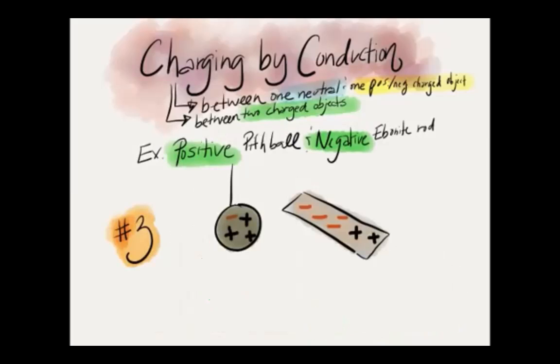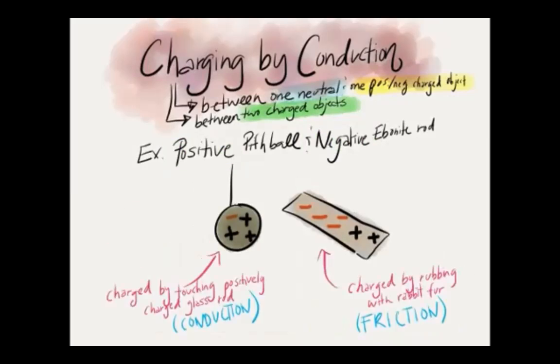This third example of charging by conduction is between two charged objects. So we're going to be looking at the positive pith ball and a negatively charged ebonite rod. The pith ball is positive because it has a greater number of protons than electrons, and the ebonite rod is negative because it has a greater number of electrons compared to protons. The pith ball was positively charged by touching a positively charged glass rod through conduction, whereas the negative ebonite rod was charged via friction by rubbing with the rabbit fur.